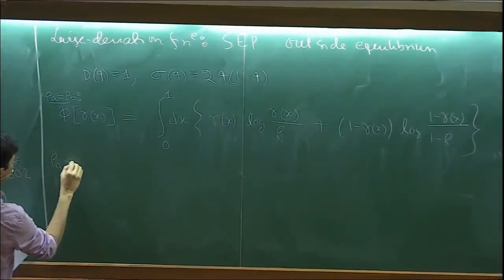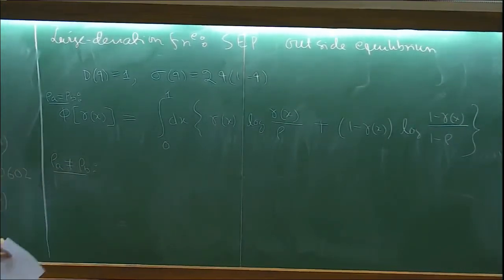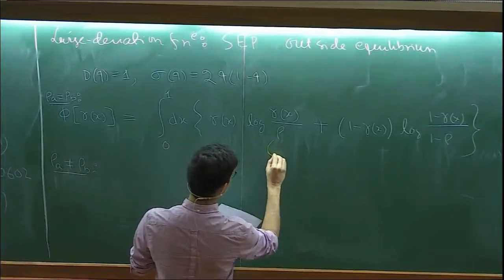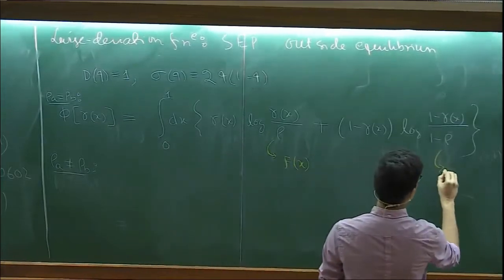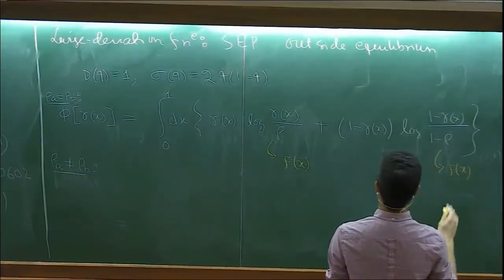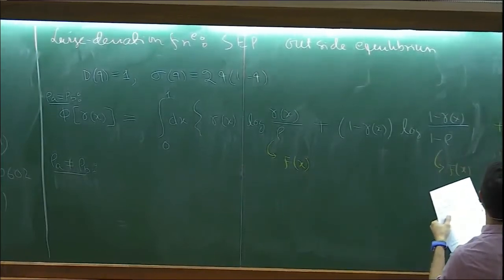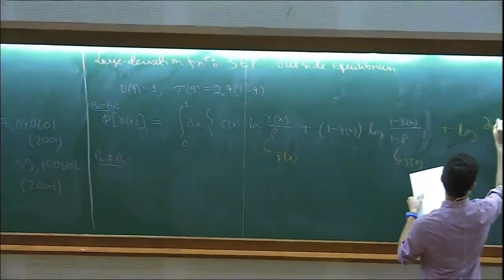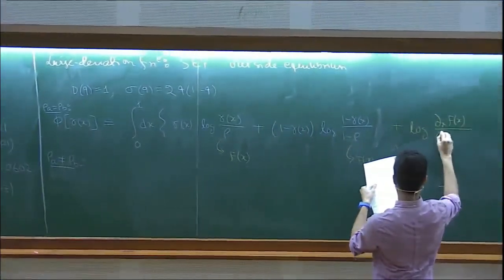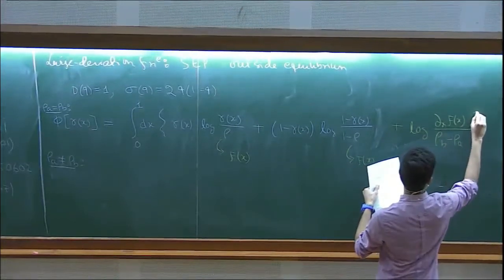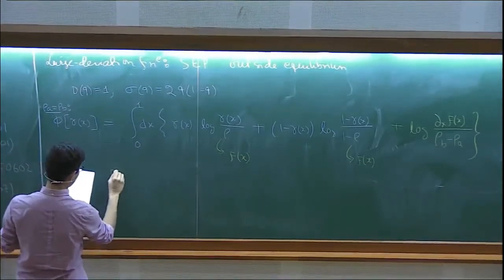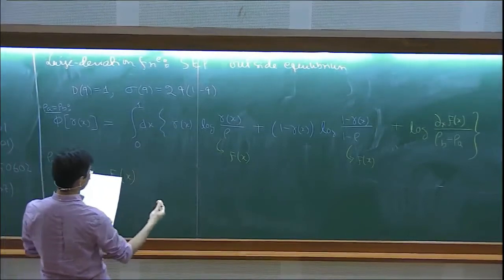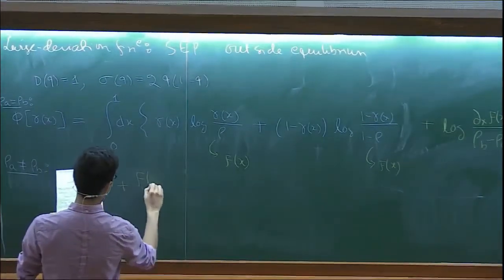Now, for the non-equilibrium case, the difference is just in the following part. Rho gets replaced by a function f of x. Here also it gets replaced by f of x. In addition, there's a term which appears, which is del x of f of x divided by rho b minus rho a. Here f of x is given by a parametric form: f of x is determined in terms of rho x from the solution of this quantity.